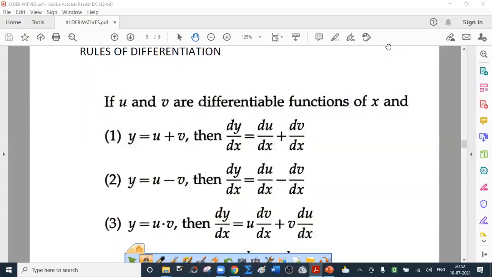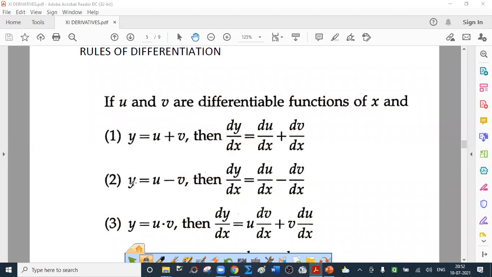Now last and important part, rules of differentiation. If u and v are differentiable functions, what do you mean by differentiable? Differentiable means their derivatives can be obtained, defined. So if u and v are differentiable functions of x, and if y is u plus v, then dy dx is du dx plus dv dx. In fact, we have already used this. I'll explain. Second is simple one.